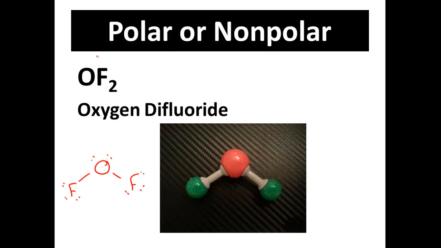What do you think about oxygen difluoride? Oxygen difluoride happens to be a polar molecule. It's a polar molecule primarily because of its bent shape. You have two unshared pairs of electrons up here that are going to cause the structure to be repelled downwards, and as it is repelled downwards, now I have a bottom half that is different than the top half, and that causes a polar molecule. So here we have polar.